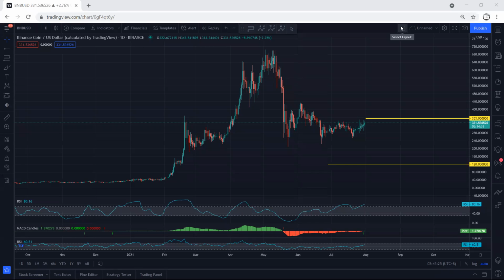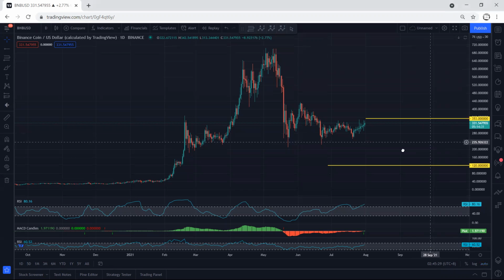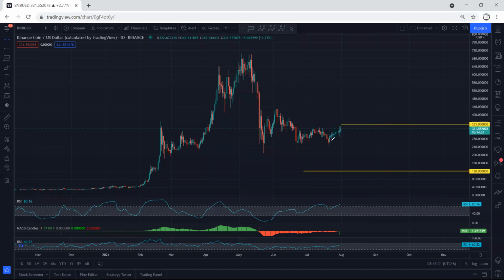BNB, we start with the daily chart. You want to see how we can look at the chart. All right. As we can see, we see the reversal. We want to see whether we can expect this one to be the start of an uptrend or not.